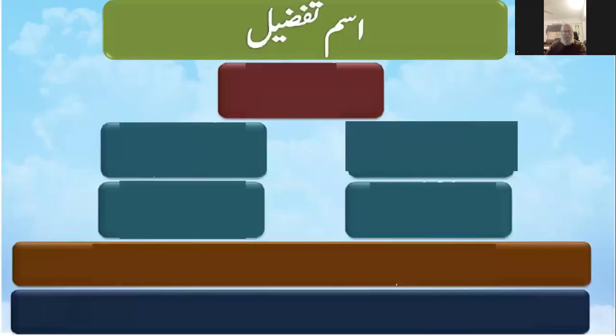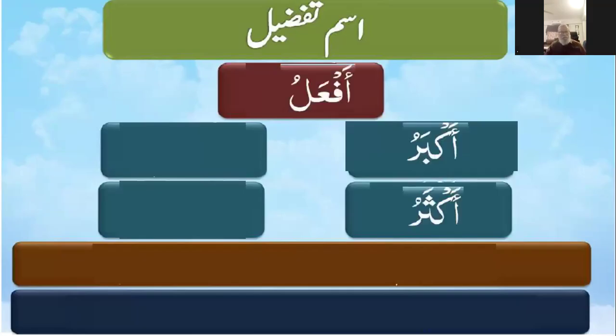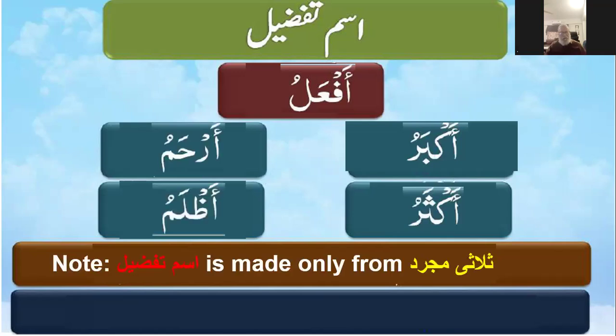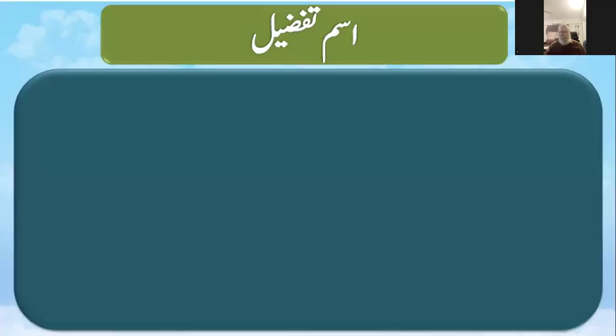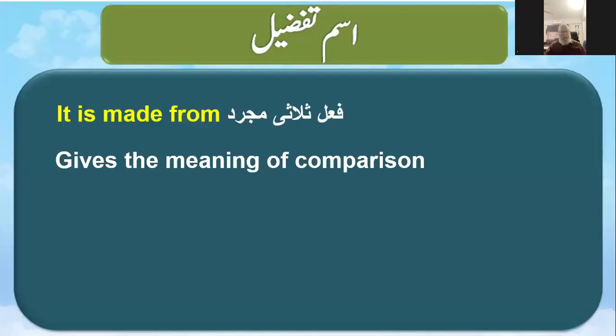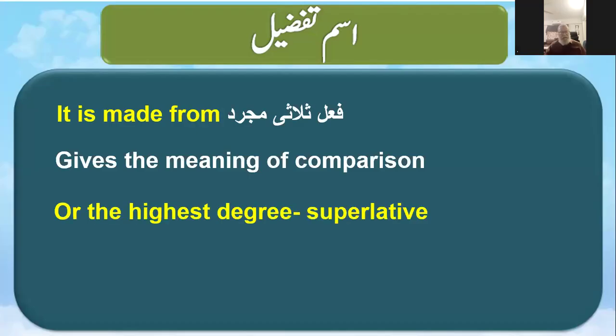Now come the isme tafdil. Isme tafdil is basically a comparison, just like af'alu, akbaru, aksaru, arhamu, azlamu. Isme tafdil is made only from the Thulathi Mujarrad. It is used to tell the superlative degree or the comparison. It gives the meaning of comparison or the highest degree, or the superlative degree, just like af'alu.